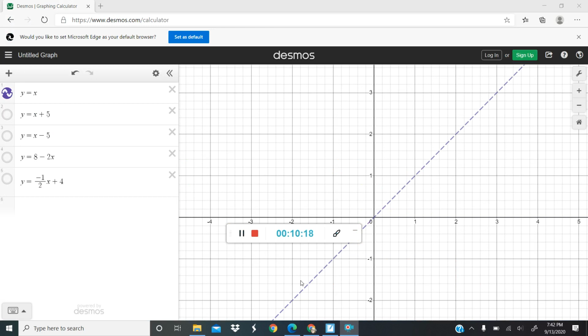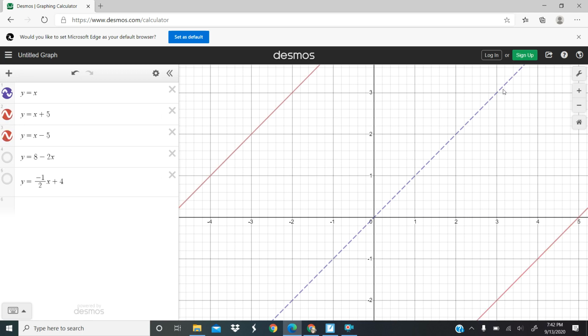Okay, so I'm on Desmos, and I've got my functions typed in, and I went ahead and graphed the line y equals x because, like I was talking about earlier, the function and its inverse are going to reflect over this line y equals x. So my first two are x plus 5 and x minus 5. So let's turn those graphs on.